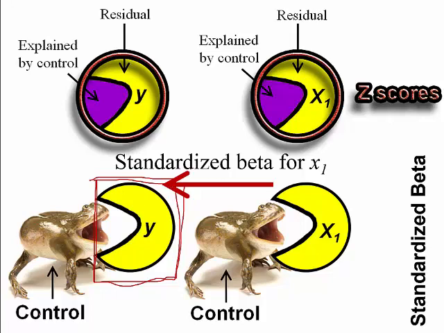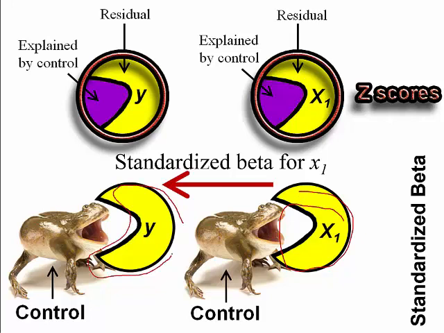And so then at this point I take this residual from x1 based on the standardized x1, and I take the residual for y based on the standardized y and use that residual of x1 to predict the residual of y, and that is my beta for a standardized beta. That's the beta for x1 if I'm calculating standardized betas.